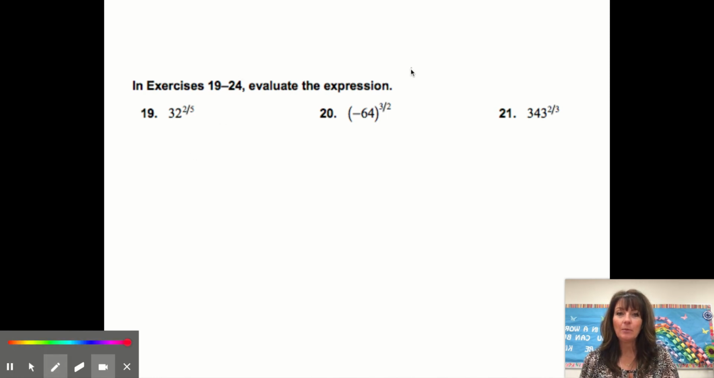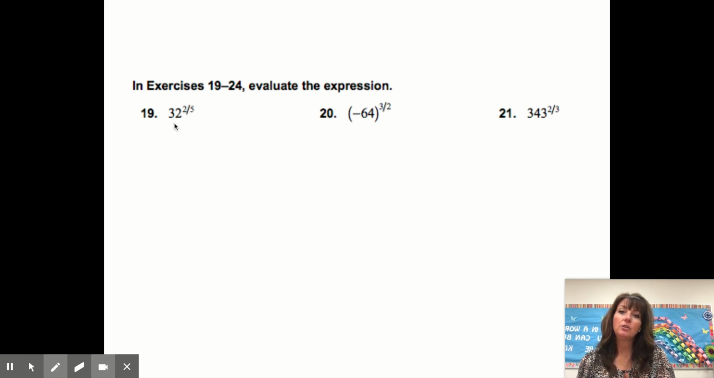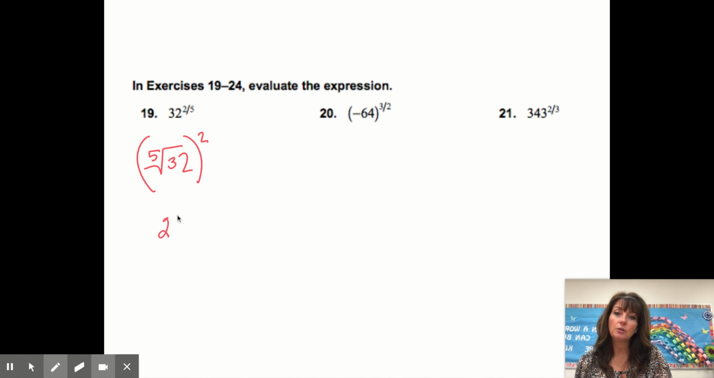In this example, we are now getting to the point where we're going to evaluate. Let's evaluate 32 to the 2/5 power. That means I have the 5th root of 32, and then I'm going to square it. The 5th root of 32 is 2. 2 squared is equal to 4.